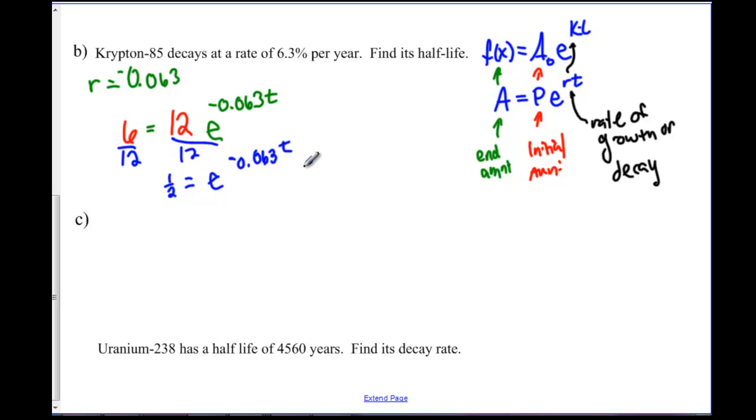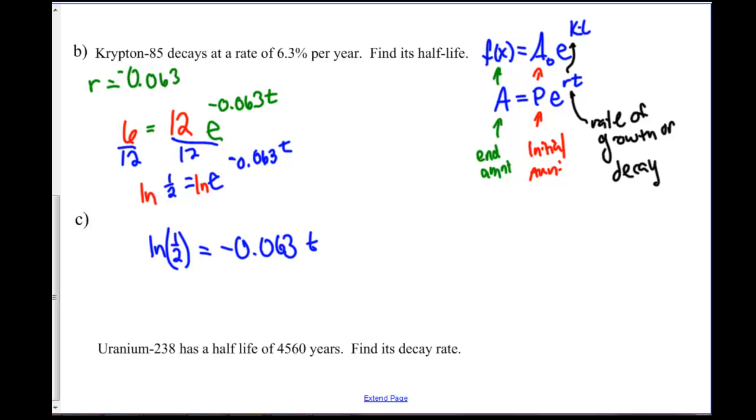All right, so from here, what do we do next? Yep, natural log. Okay, now we're back to good stuff, right? Now it's back to just normal. So natural log of 1/2 equals, and again, I'm going to pull my exponent down, so that negative 0.063t. The natural log of e I'm not going to write.